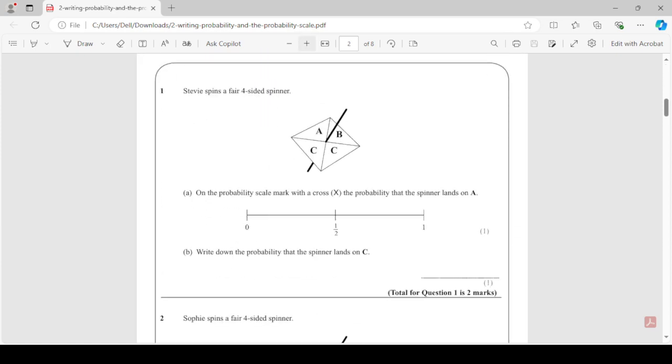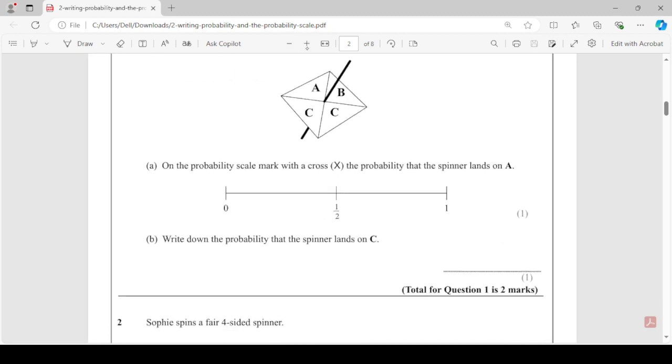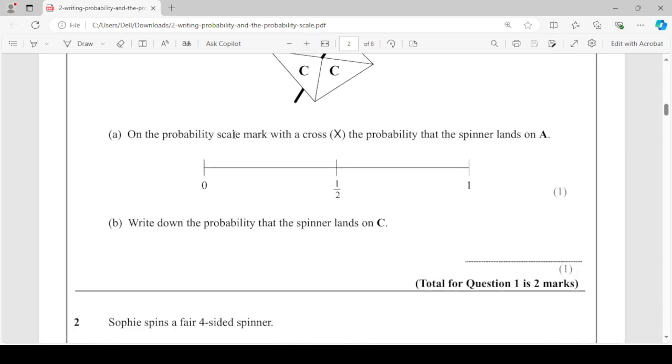Now, before I get to any question, we first understand what a probability scale looks like and how we can use it. This is what a probability scale is. It starts from 0 and goes up to 1. It could be in fractions, like in this case, you have a half. You could also write this as percentages, or you could also write this as decimals.